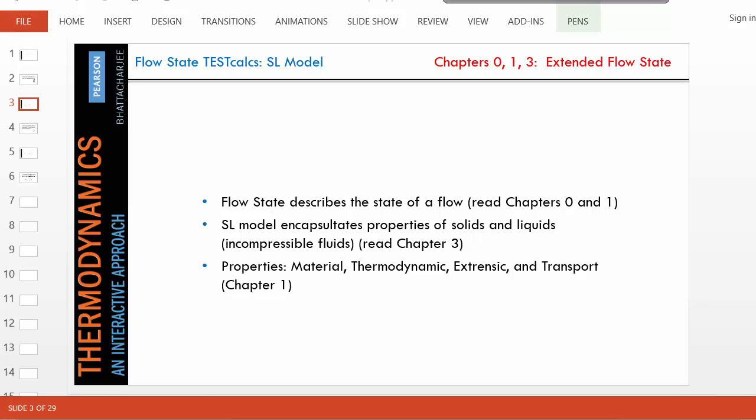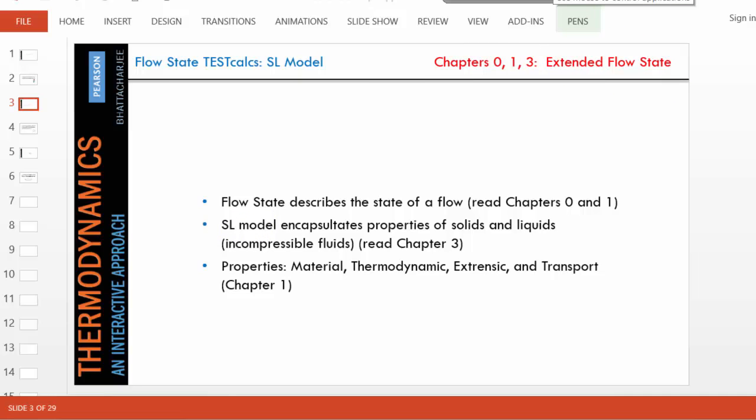Hello. In this exercise, we are going to go over what is known as an extended flow state. An extended flow state builds upon the equilibrium of a flow, adding different properties, different transport properties. Once again, a flow state is discussed in chapter 1, and the model that we are going to use, SL model, is discussed in chapter 3. But a detailed knowledge of that is not required to understand what we are going to do now.